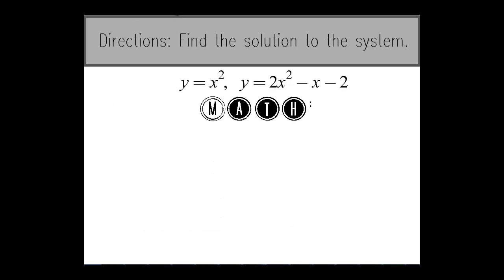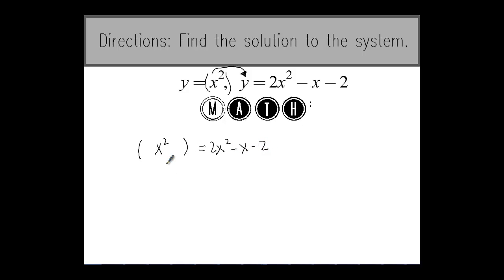Here's what that looks like mathematically. Both of our equations are in the form y equals. Since they're both in the form y equals, I'm going to use substitution. I'm going to take this y value, which is x squared, and substitute it in for the y value in the other equation. So when I write out this equation, instead of writing y, I'm going to leave a parenthesis, and in the parenthesis I'm going to substitute an x squared. So x squared equals 2x squared minus x minus 2.